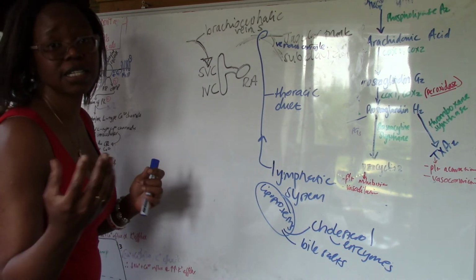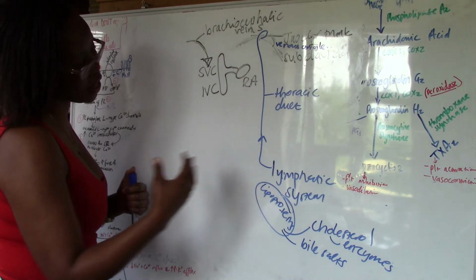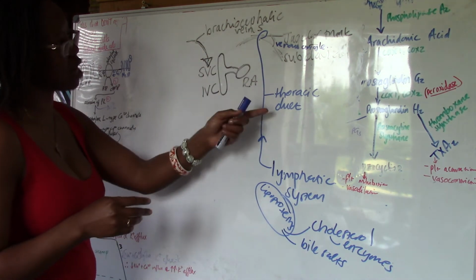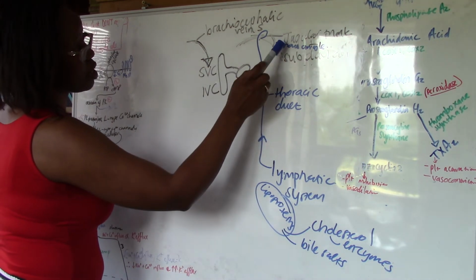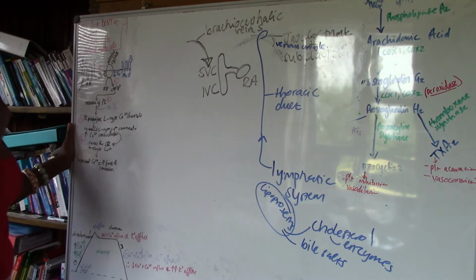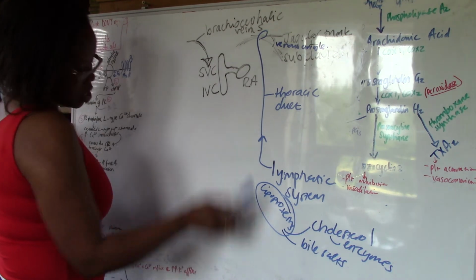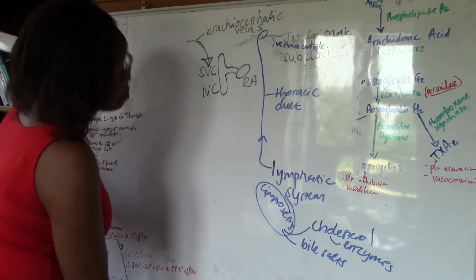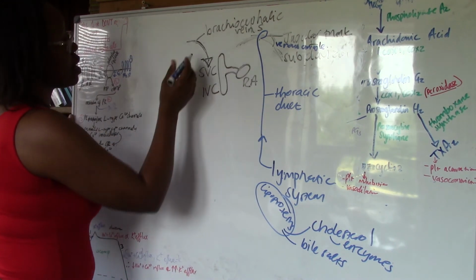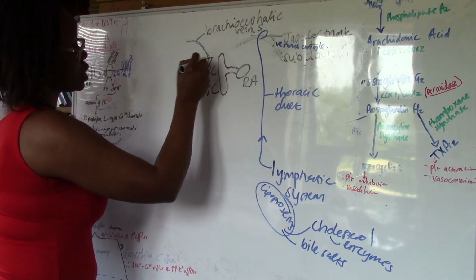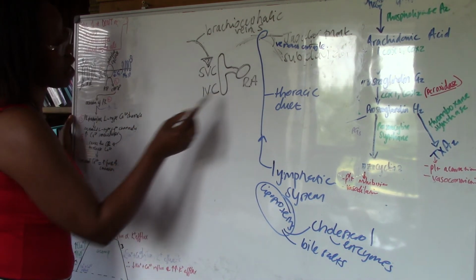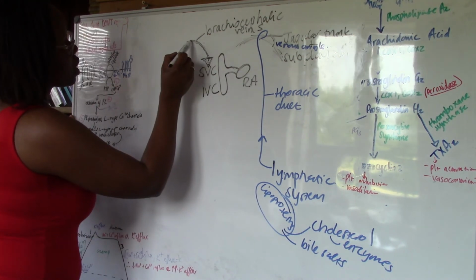However, they can't enter from the GI tract directly into the portal vein. They have to be transported via the thoracic duct. And the importance of that venous angle is that it is where the thoracic duct actually enters into the venous system. So from that venous angle, we will then have a brachiocephalic vein, which then drains into the superior vena cava and into the right atrium.